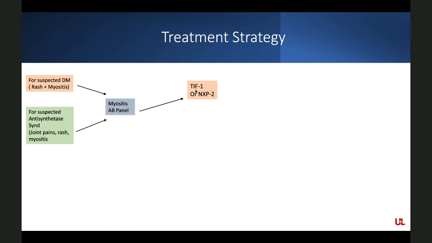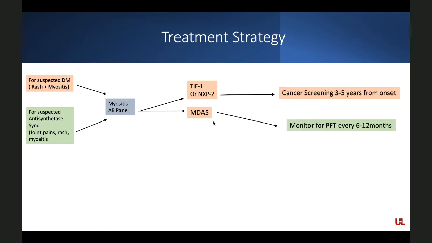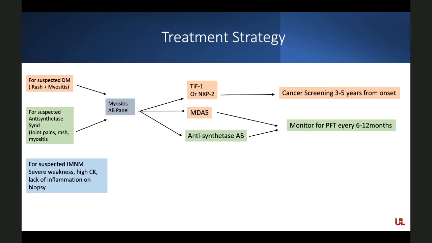For DM, if we see there is a TIF1 gamma or NXP2 antibody positive in the panel, or MDA5, we have to do cancer screening for 3 to 5 years from the onset. MDA5 is very highly associated with interstitial lung disease, and that's the reason we need to monitor their pulmonary function test every 6 to 12 months. And coming back over here, if it is an antisynthetase antibody, again, pulmonary function testing is very important because there is a high association with interstitial lung disease in these patients.